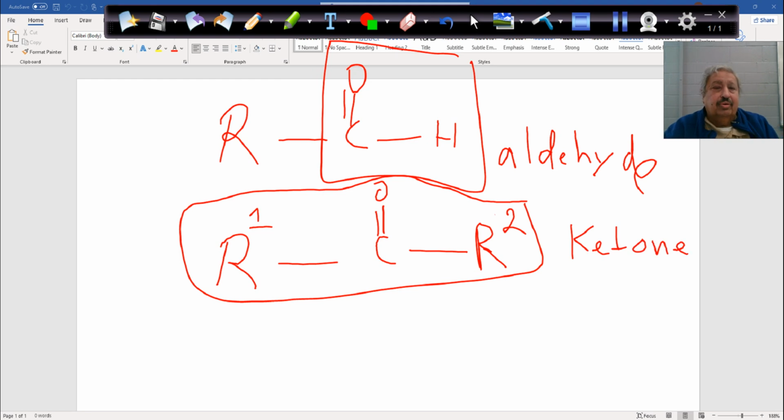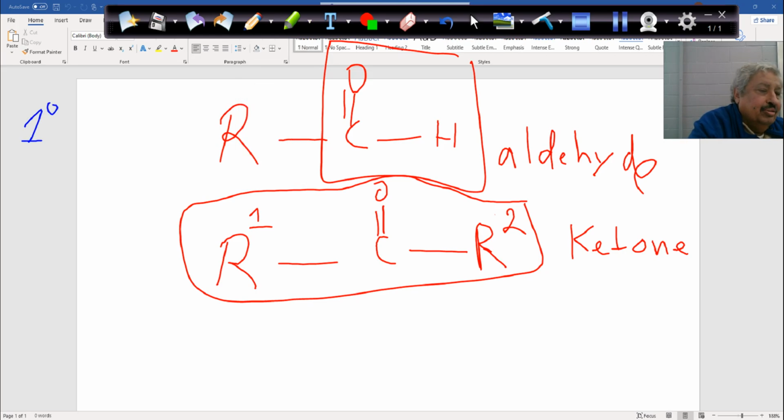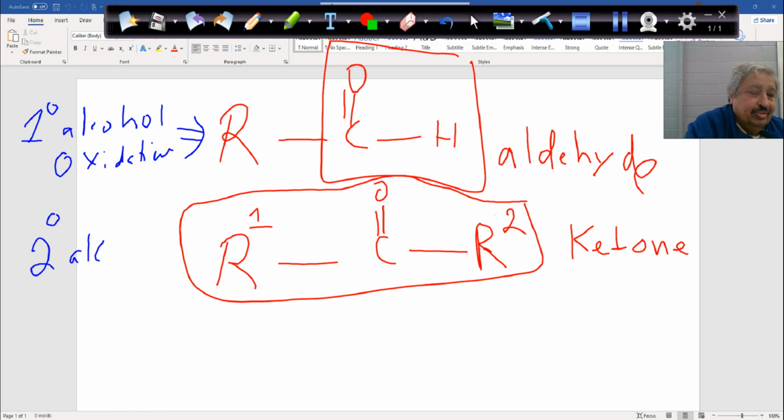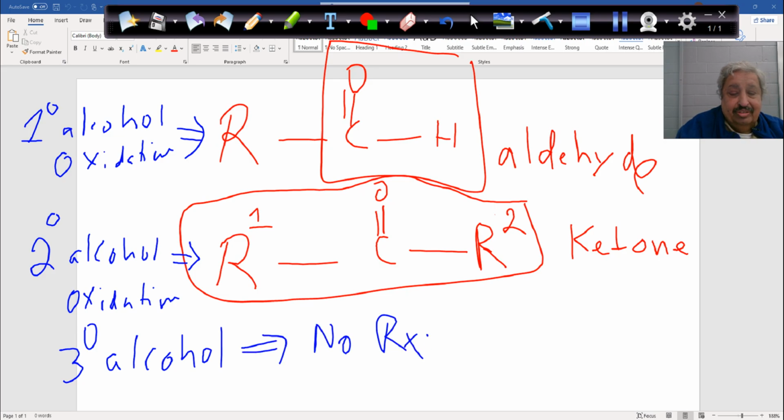And if you can recall, this comes from the oxidation. Primary alcohol oxidation will deliver you what? Aldehyde. Secondary alcohol oxidation will give you what? Ketones. The tertiary alcohol, what do we say? There is reaction or no reaction? No reaction.